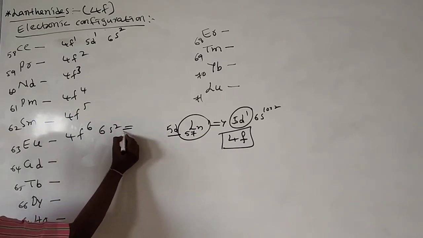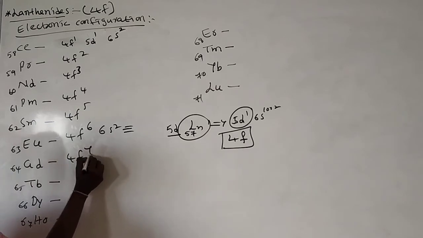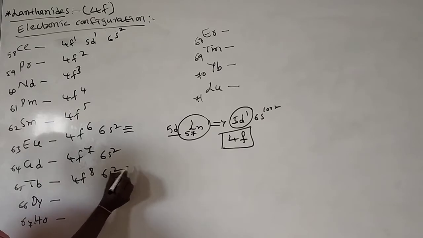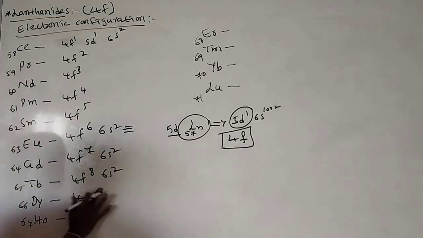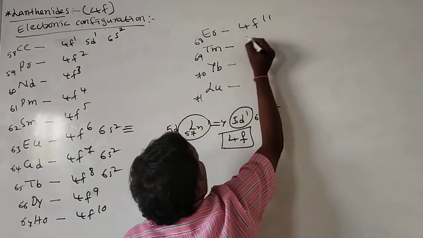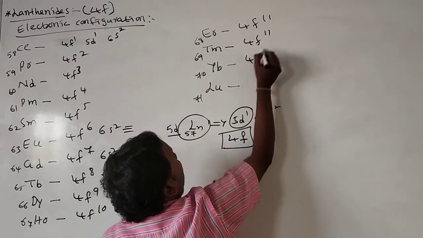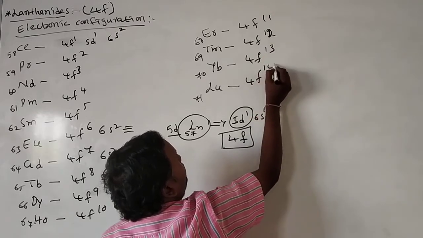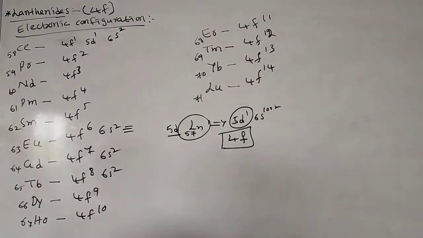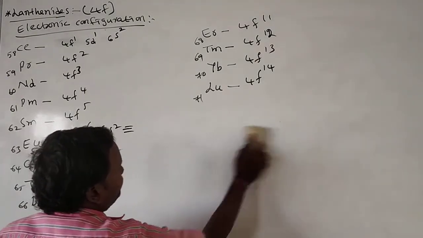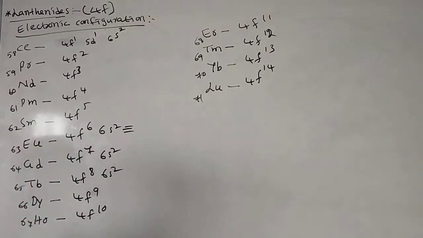Here I am giving one more important electronic configuration: 4f7 6s2, 4f8 6s2, 4f9, 4f10, here 4f11, 4f12, 4f13, 4f14. All these are the electronic configurations of different elements: d block elements, f block elements, 4f series elements.